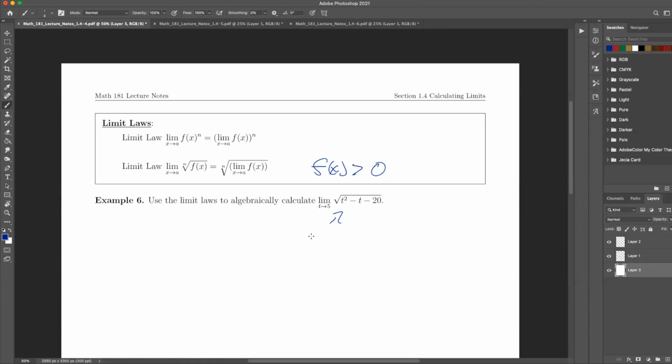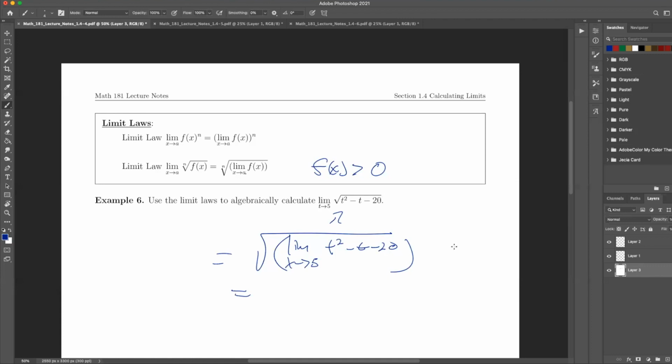Here, if I just plug it in, let's take the square root of the limit as t approaches 5 of t squared minus t minus 20. So we're just applying this rule right here. Once I've done this rule, this limit is equal to this, because I'm just applying the rule where I put the limit inside the radical.